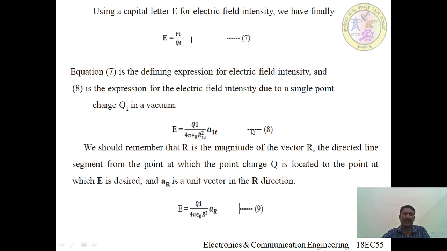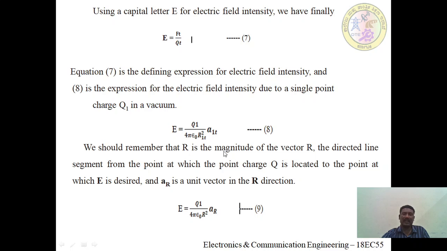and equation 8 gives the expression for the field intensity due to a single point charge Q1 in vacuum. See here, E is equal to electric field intensity, E is equal to Q1 divided by 4 pi epsilon naught R square into a1t.